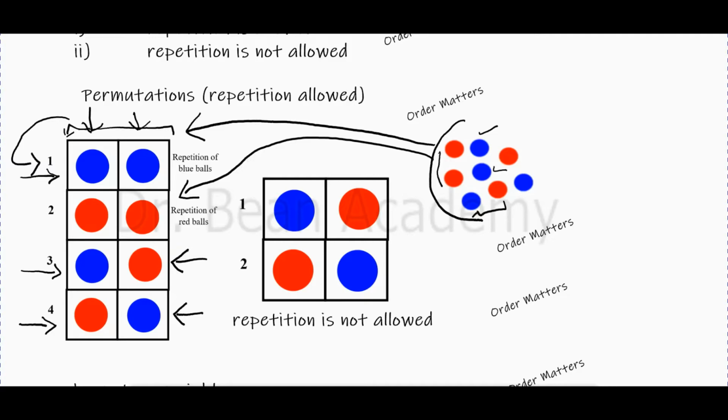The next time you also repeated the red balls, and then the third and fourth are different, and the relevant positions are different also. So the third one and fourth one. So you see, when repetition is allowed, you can make more arrangements. On the other hand, if repetition is not allowed, you can only make two arrangements. And remember, these are permutations. We are not talking about combinations.